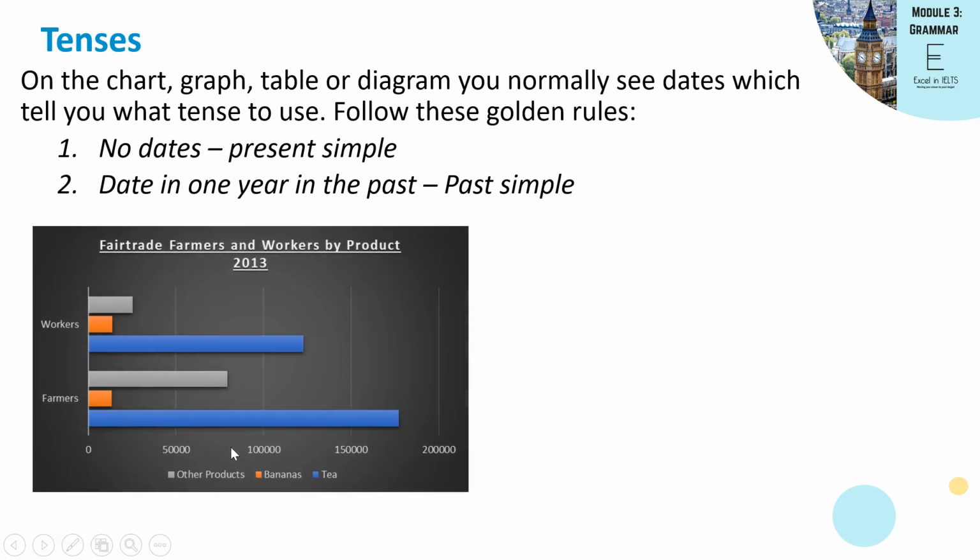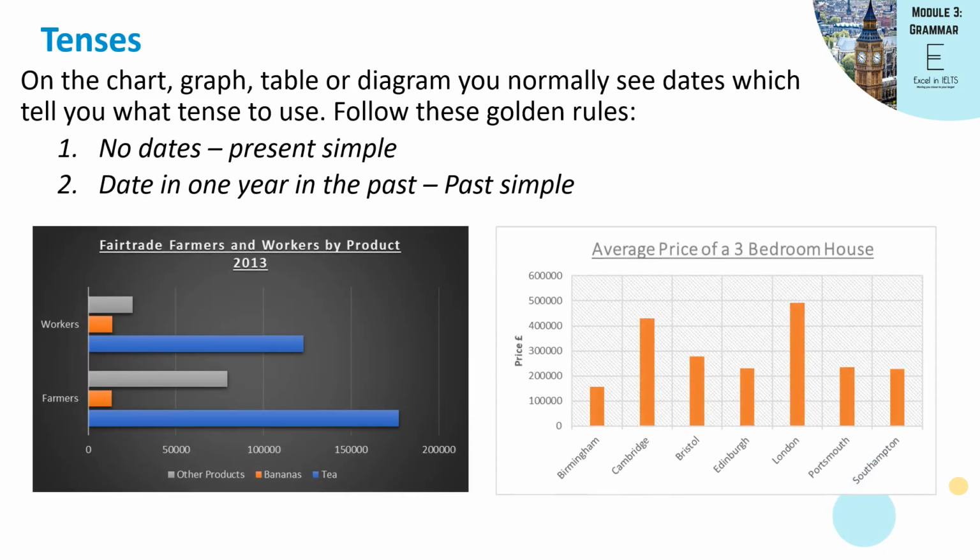So for example, have a look at these two graphs. What tense do you think we will need to use for this one and for this one? Hopefully you should have said past simple, because this is in 1 year, which is 2013, and this has no date whatsoever, so it's the present simple.